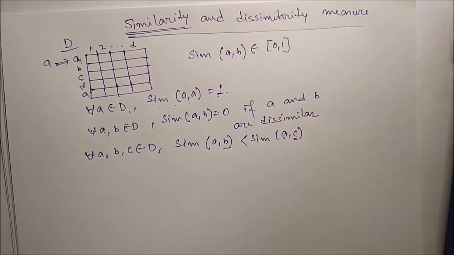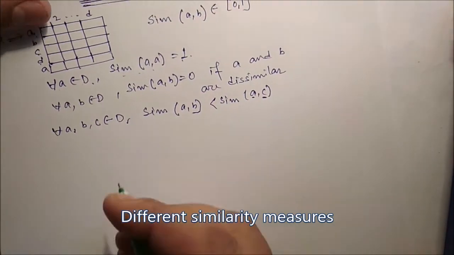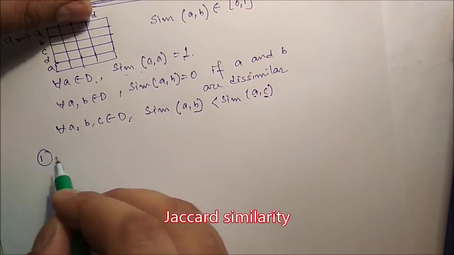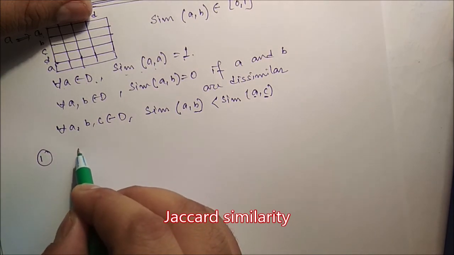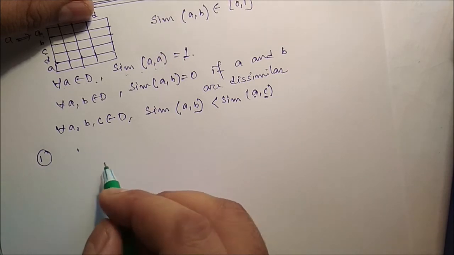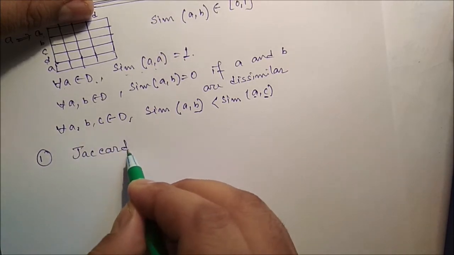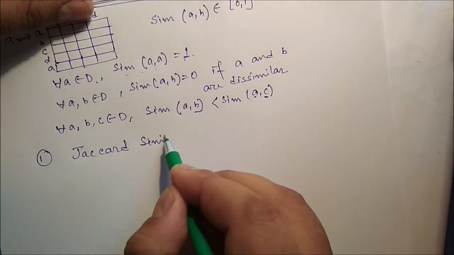So we can use similarity measures in classification, in clustering, documentation and so on. Now we'll see different similarity measures one by one. So the first one is Jaccard similarity. So we'll talk about different similarity measures here.